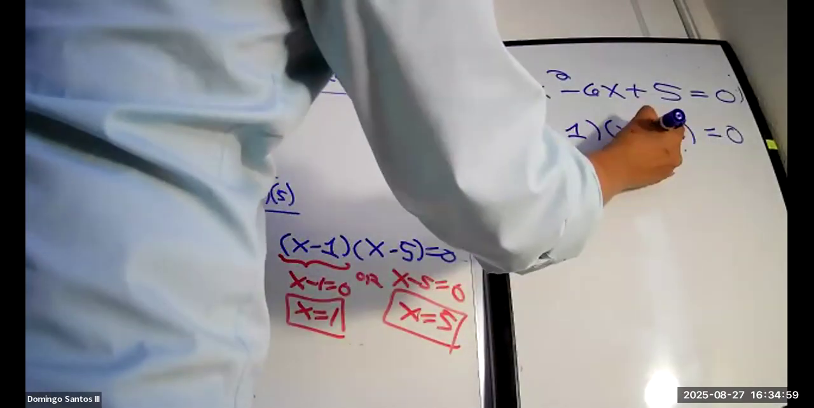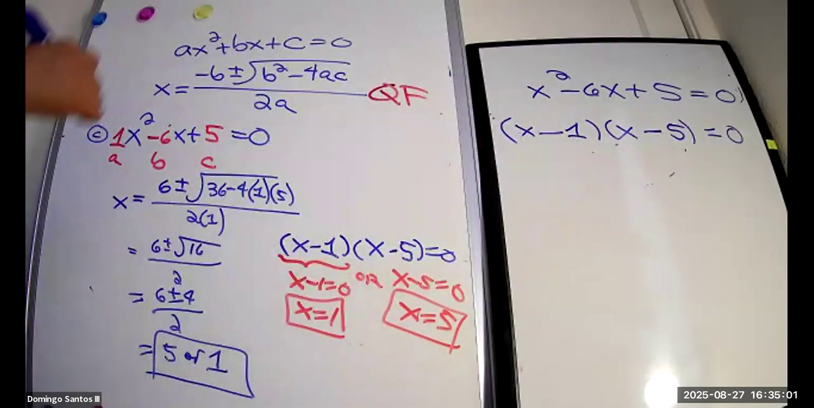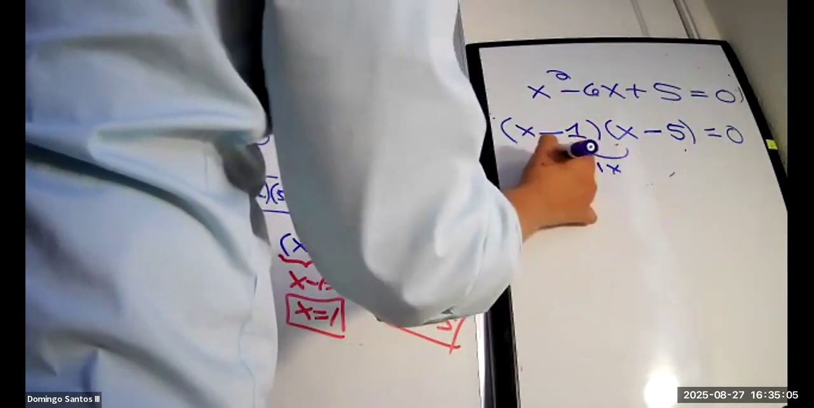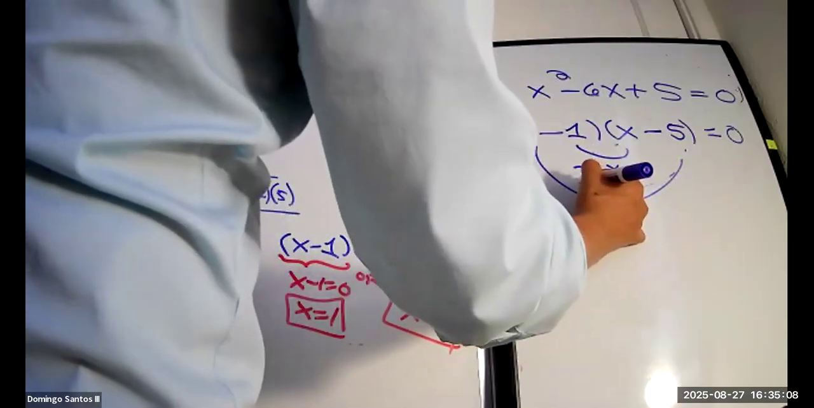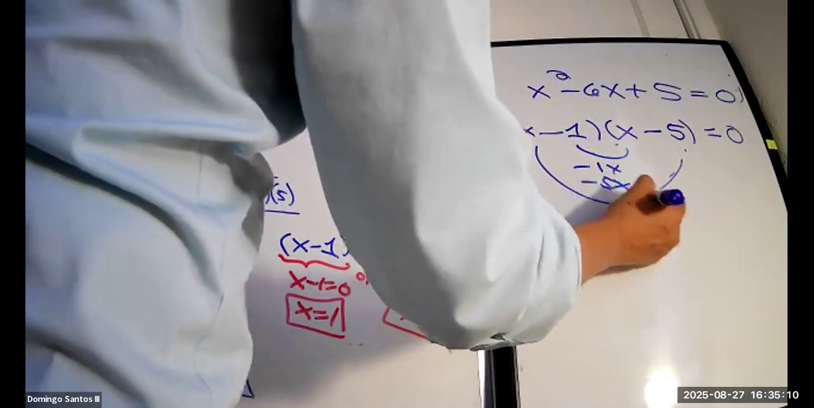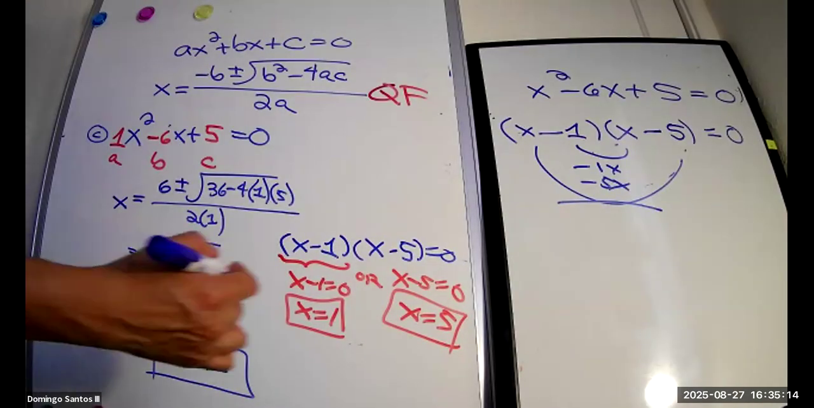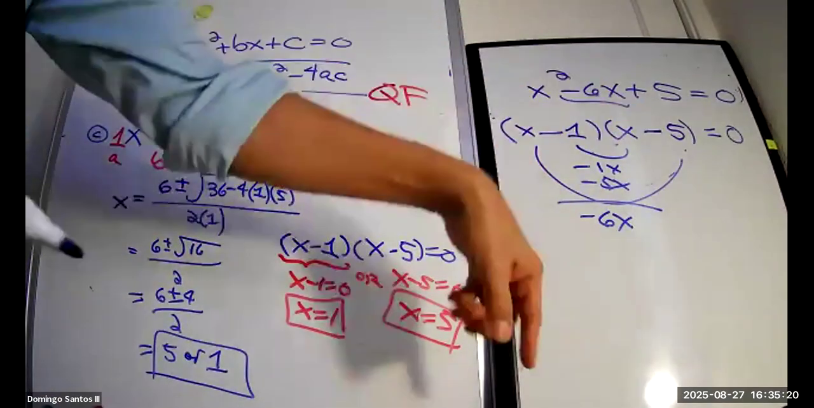I change it to negative then. Would this work? Let's see. Smiley, so negative 1x. Another smiley, negative 5x. What's negative 1x plus negative 5x? Negative 6x. Is that what you want? Yes, therefore this works.